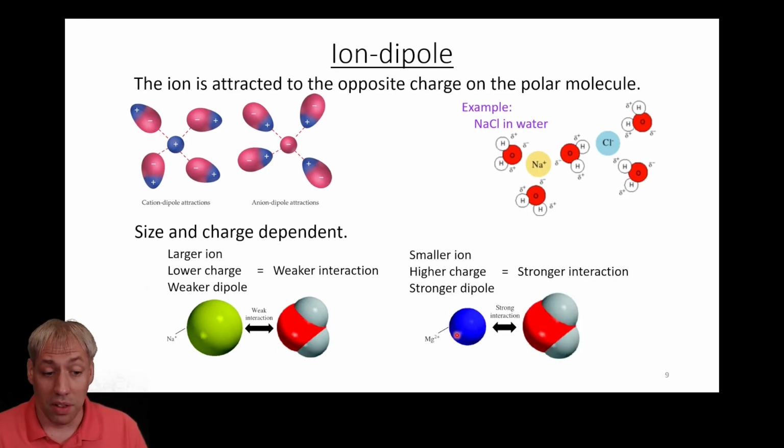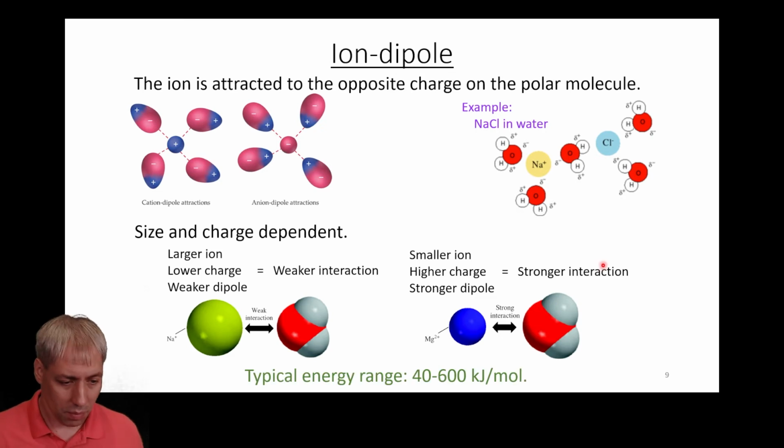But you take something small that has high charge, like comparing sodium to magnesium. Magnesium 2 plus, it's a 2 plus charge versus a 1 plus. It's a smaller ion. This is going to have a stronger interaction with water than, say, a sodium ion does. And so, again, the smaller it is, the more dense the charge density is, the stronger this interaction is going to be. And it's just simple negative plus positive. The more negative, the more positive, the more it's going to want to interact. And so the range on ion dipole, because it's an electrostatic attraction, is fairly large. It's typically 40 to 600 kilojoules per mole, depending on the nature of the ions that interact and the dipole that interacts.